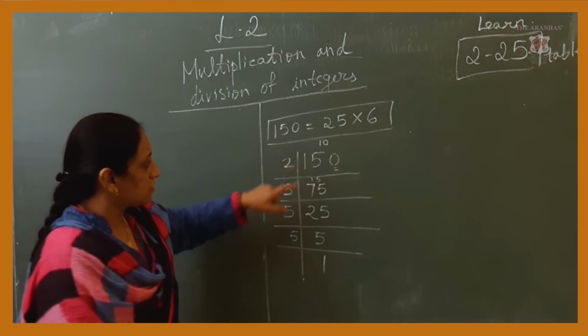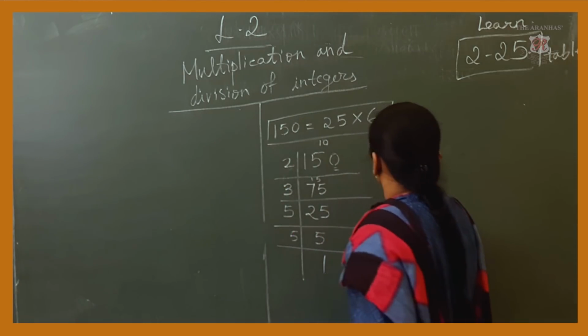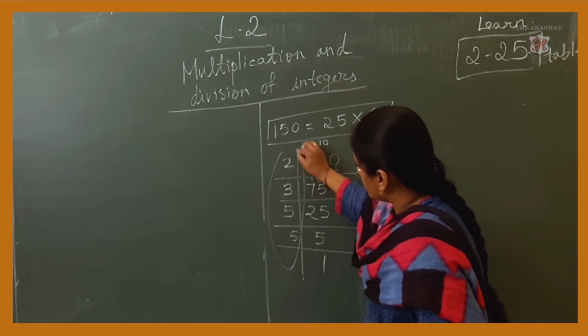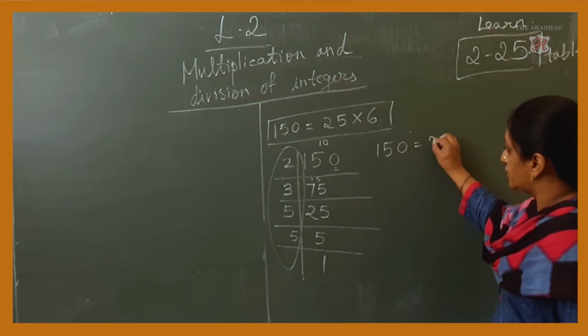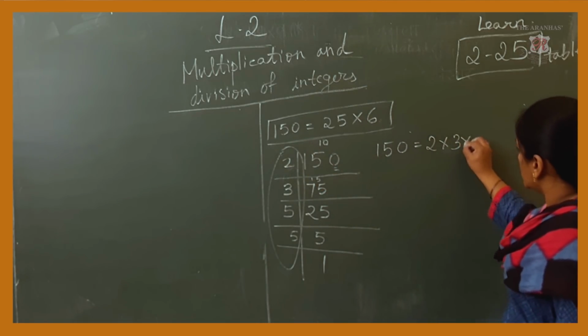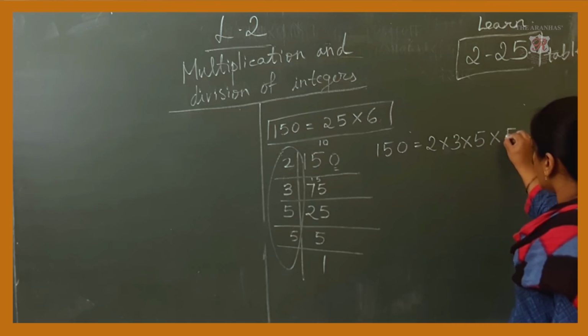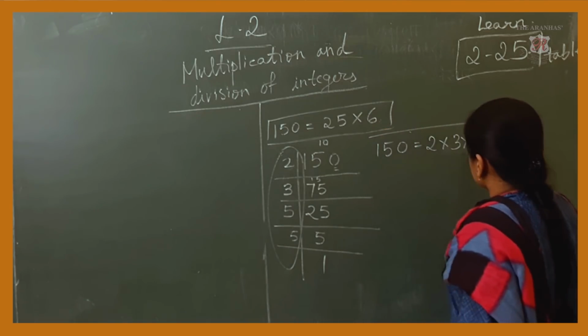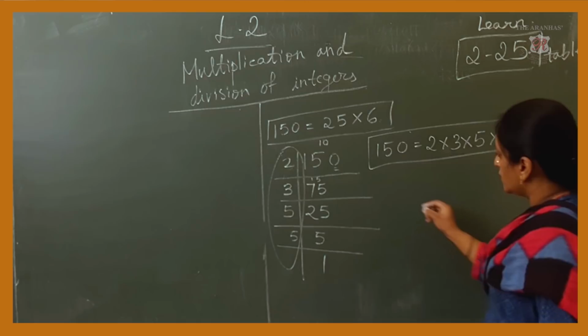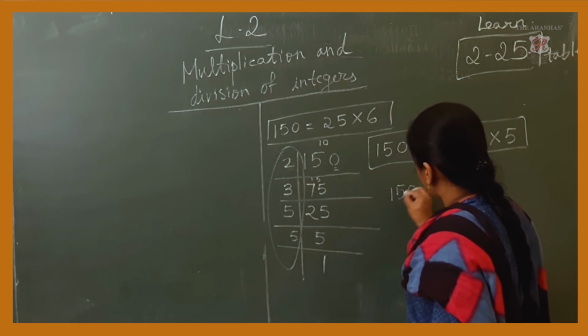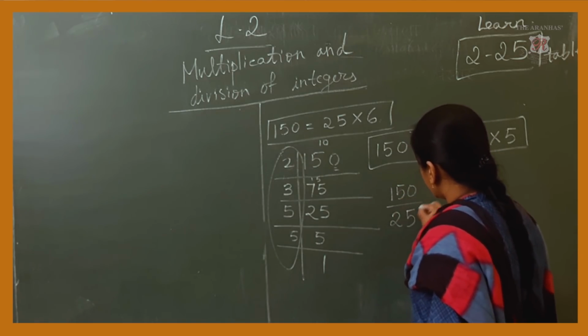So what are the factors of 150? The factors are all these numbers, the very first column. 150 equals 2 into 3 into 5 into 5. These are the factors of 150. So we are going to solve the sum 150 upon 25 using the prime factor method.